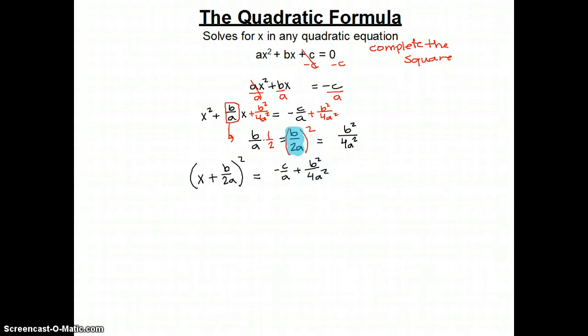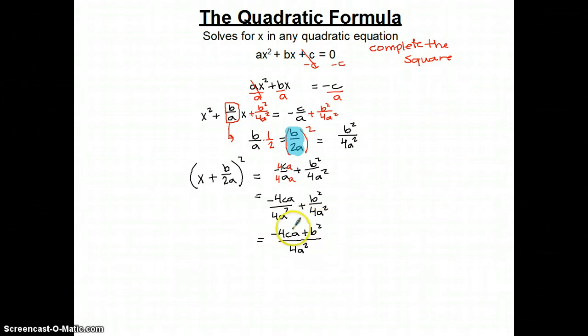What I'm going to do from here is make a common denominator so I can add these two together. So I'm going to multiply top and bottom of this c over a by 4a. So now what I have is negative 4ca over 4aa, which is 4a squared, plus b squared over 4a squared. On the right-hand side of the equation, I can add these together to get negative 4c times a plus b squared all over that same denominator of 4a squared.